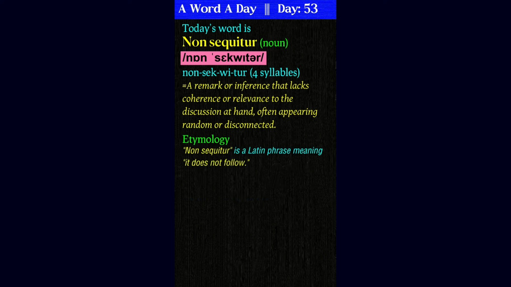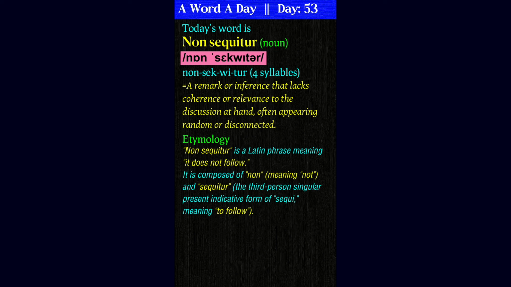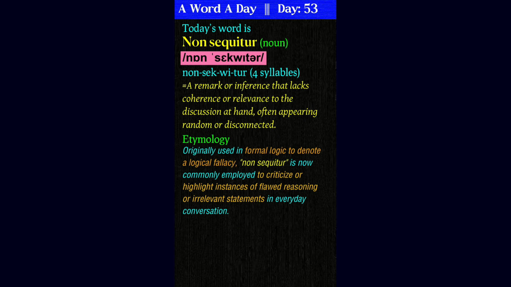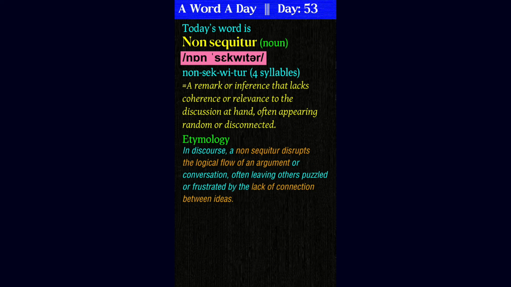Etymology: Non sequitur is a Latin phrase meaning it does not follow. It is composed of non, meaning not, and sequitur, the third-person singular present indicative form of sequi, meaning to follow. Originally used in formal logic to denote a logical fallacy, non sequitur is now commonly employed to criticize or highlight instances of flawed reasoning or irrelevant statements in everyday conversation. In discourse, a non sequitur disrupts the logical flow of an argument or conversation, often leaving others puzzled or frustrated by the lack of connection between ideas.